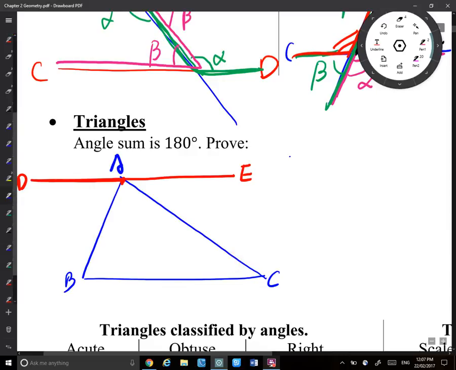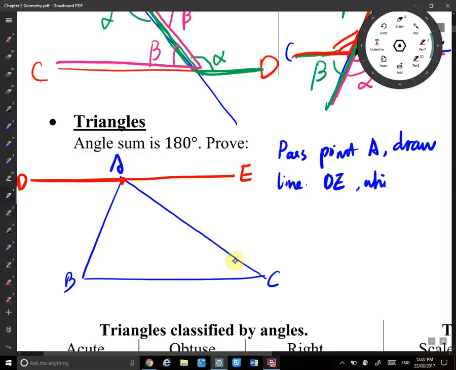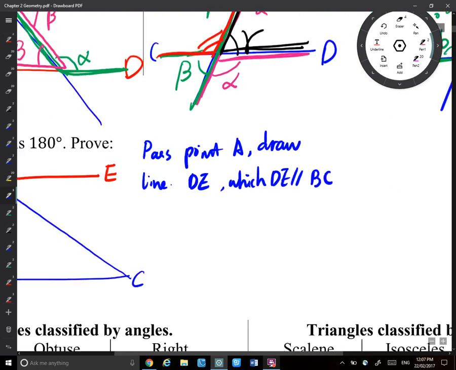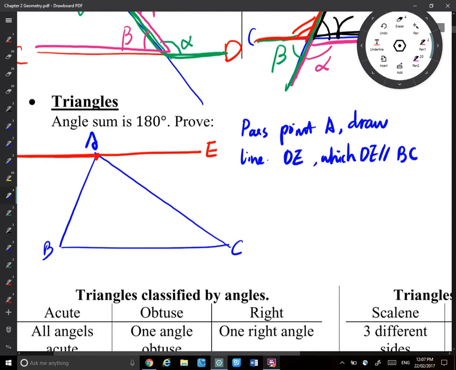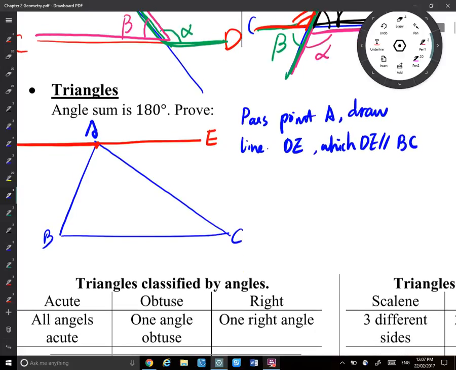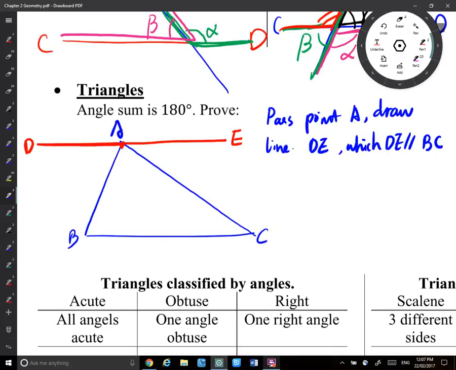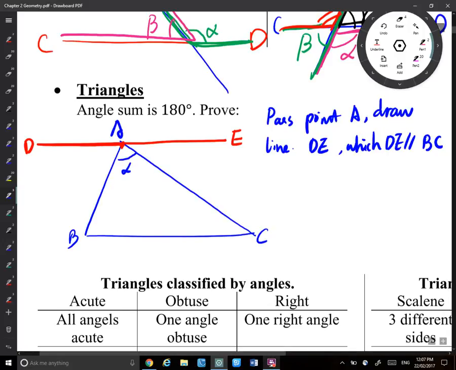I'll say, passing through point A, draw line DE, which is DE parallel to BC. So from point A, I'll draw a line DE, and then DE will be parallel to BC. Now you are going to talk about three angles. Let's say alpha, beta, and sigma.